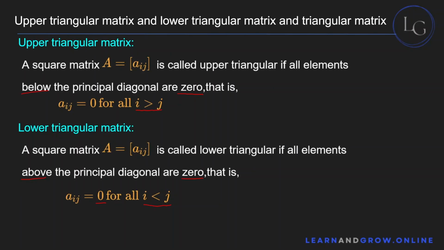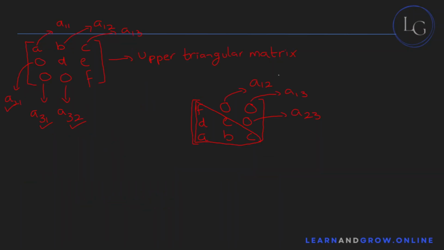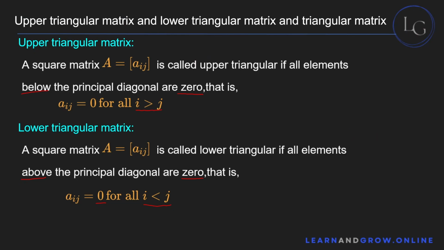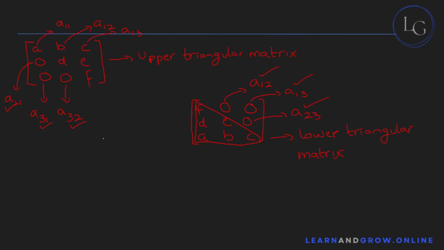So what was the requirement for a lower triangular matrix? It said that elements must be 0 for all i less than j. See, i is 1, j is 2; i is 1, j is 3; i is 2, j is 3. So this is a lower triangular matrix. And we must remember something: the requirement for a triangular matrix is that we must look at the zeros. We do not really care what is inside the triangle. We really just care that the zeros are in the correct places. So yeah, that's it.